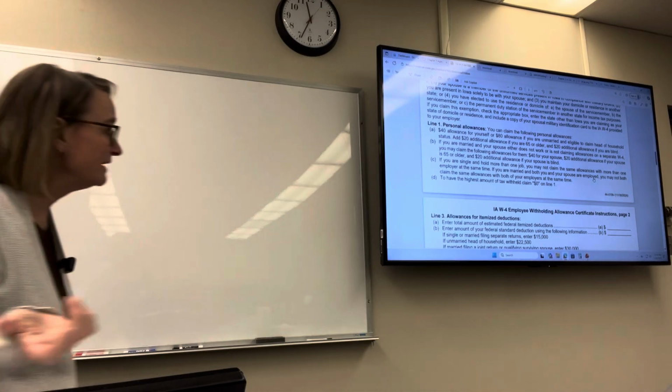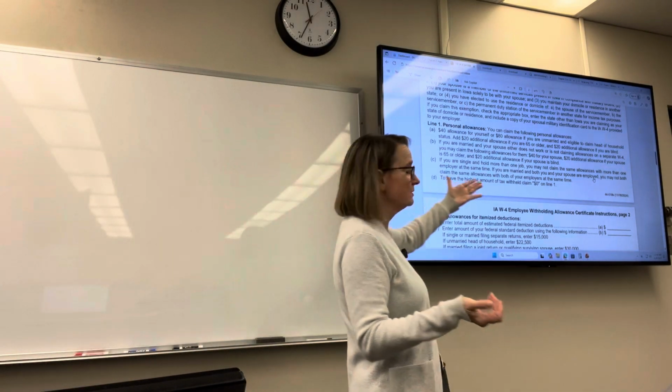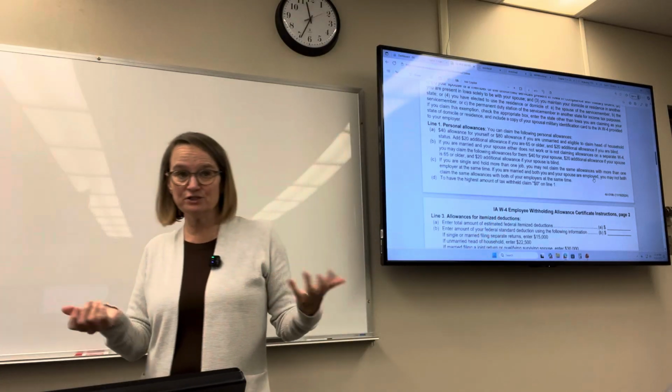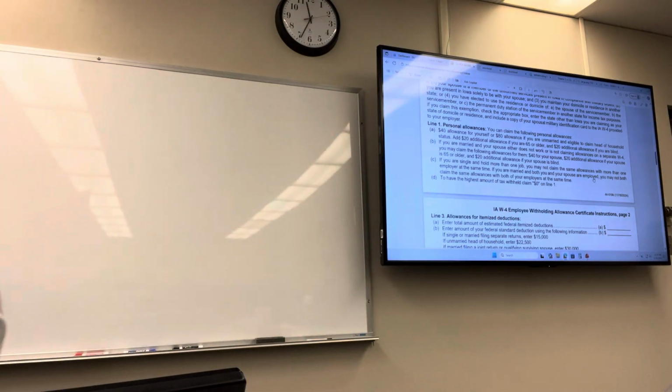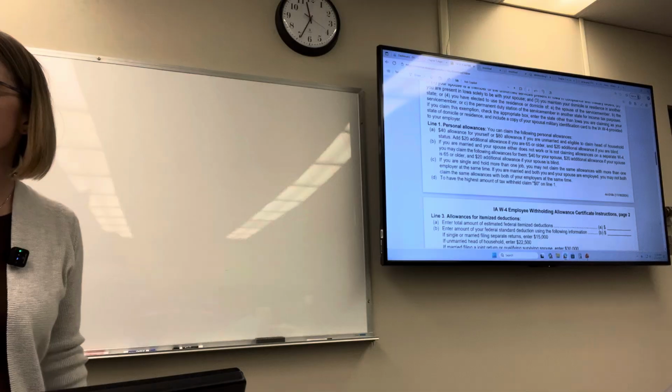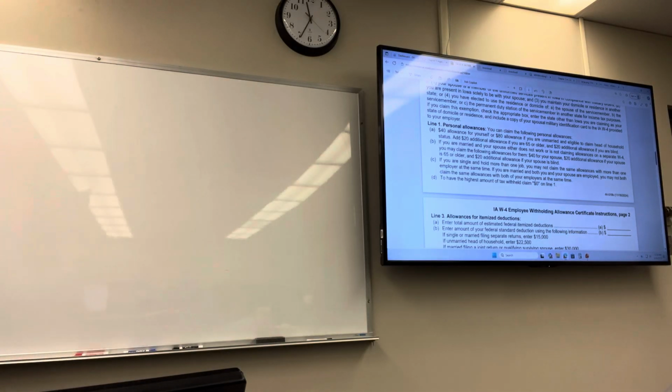And they're very small amounts. So you get a $40 allowance essentially for about each person on your tax return. $40 allowance for yourself, $80 if you're unmarried and head of household, an additional $20 allowance if you're 65 or older, and a $20 allowance if you're blind. If you're married and your spouse doesn't work, or they're not claiming any allowances on their W-4, then you can add $40 for your spouse.